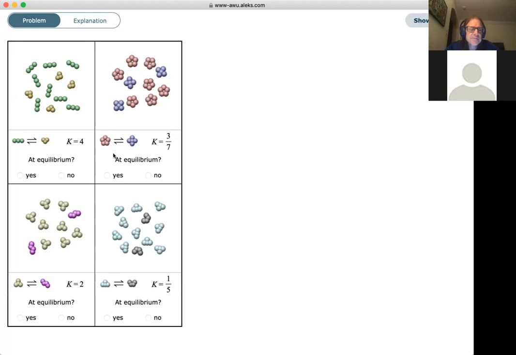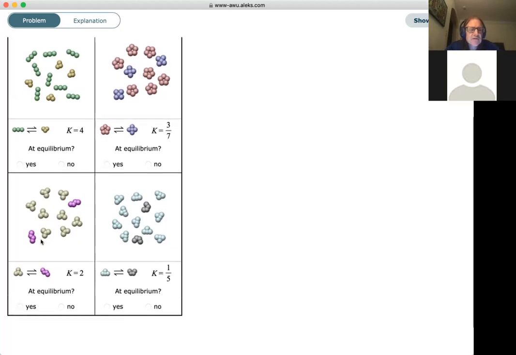So yes. Then we come down here for this one, K is 2 and the purple is on the product side, right? So we should have a ratio of 2 purples for every 1 green. You can tell it's not the case, right? There's 2 purples, but there's not just 1 green. If you have 2 purples, you've got to have 1 green to make the ratio 2 to 1, which is 2. So not even close. There's way too many green ones.